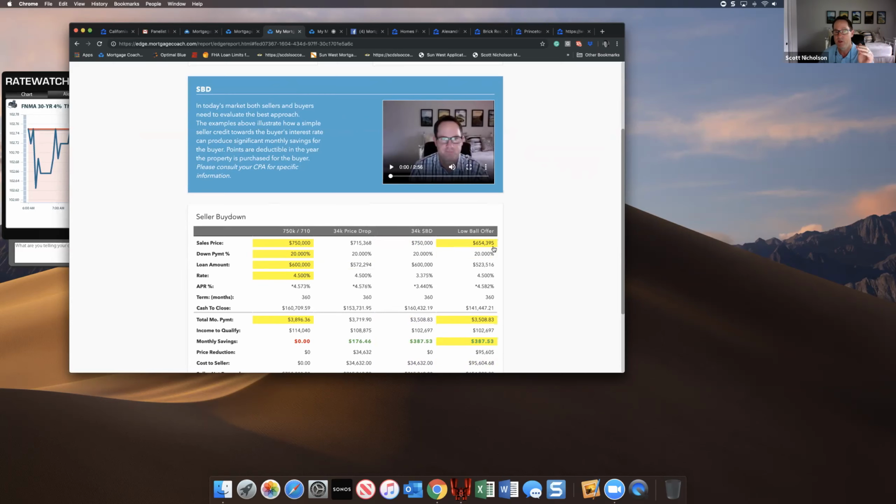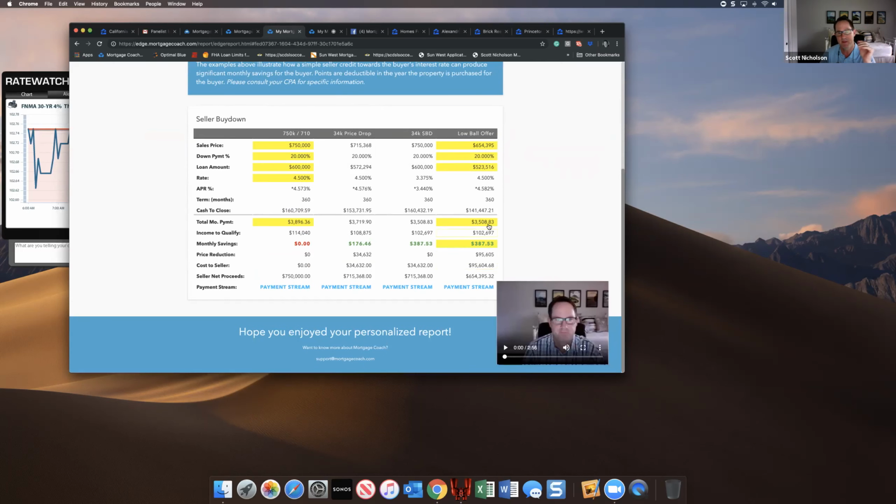So if we were to offer in a standard market, standard rate, $654,395 with 20 down and a loan amount of $423, look at his payment, $3,508. So there's your offer, but look in column 3. So I'm going to go backwards. So I go right to column 4. I delivered the goods. Look, it's $654.